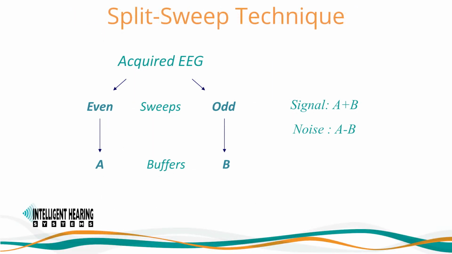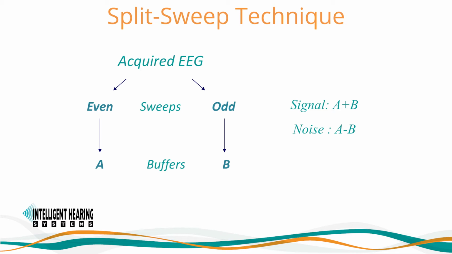Now let's begin to discuss response detection. In SmartEP-ASSR, objective response determination is made possible by placing acquired data in 2 different buffers. This technique is called a split sweep technique. The 2 buffers are then used to determine the signal and the noise level in each recording. Even sweeps are averaged internally in buffer A, while odd sweeps are averaged in buffer B. The response signal is then made up of buffer A plus buffer B, while the noise signal is made up of buffer A minus buffer B.